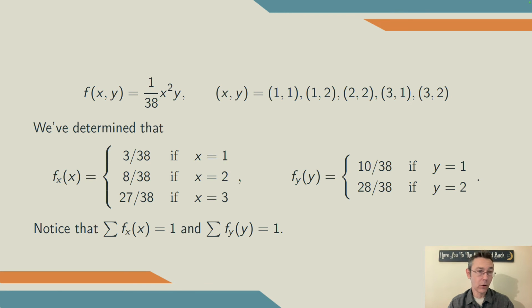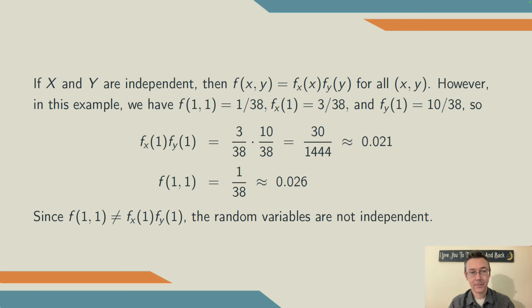Here are all those results summarized in a more efficient form. Again, we can check our work by verifying that in each case the probabilities all add up to 1. Now, if these two random variables are independent, then the joint probability mass function should always equal the product of the marginal probability mass functions at the appropriate values. However, in this case, f of 1 comma 1 is 1/38, and f sub x of 1 is 3/38, f sub y of 1 is 10/38. And the product of f sub x of 1 times f sub y of 1 is not the same as f of 1 comma 1.